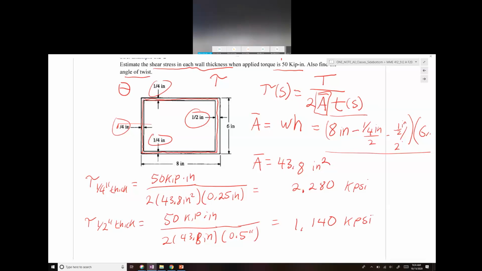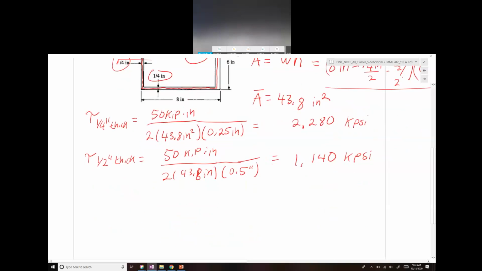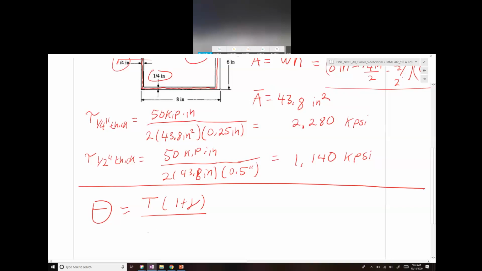All right, so that was the first part of the problem. The second part of the problem asked you to determine the angle of twist. For the angle of twist equation, we defined it as being equal to the torque times 1 plus the Poisson's ratio divided by 2 A bar squared, times the integral from 0 to L of ds over t of s.